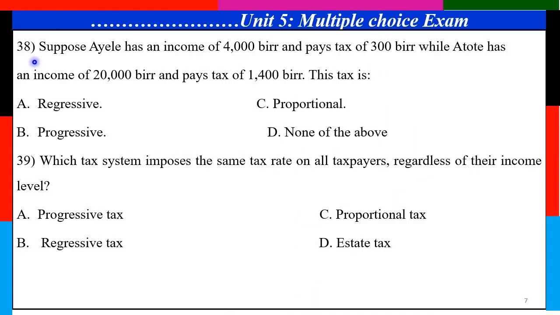Question number 38. Suppose Ayala has an income of 4,000 birr and pays tax of 300 birr, while Atote has an income of 20,000 birr and pays tax of 1,400 birr. This tax is A. Regressive, B. Progressive, C. Proportional, D. None of the above.